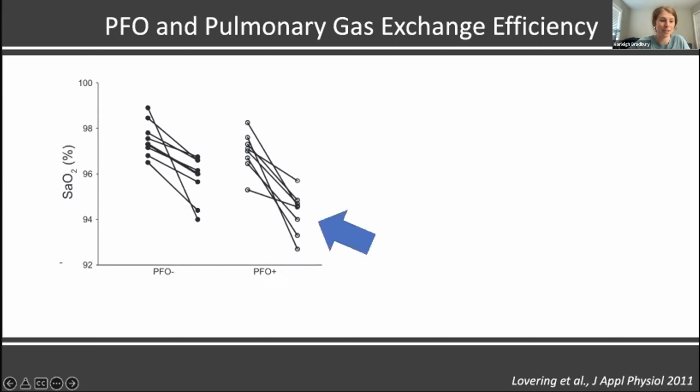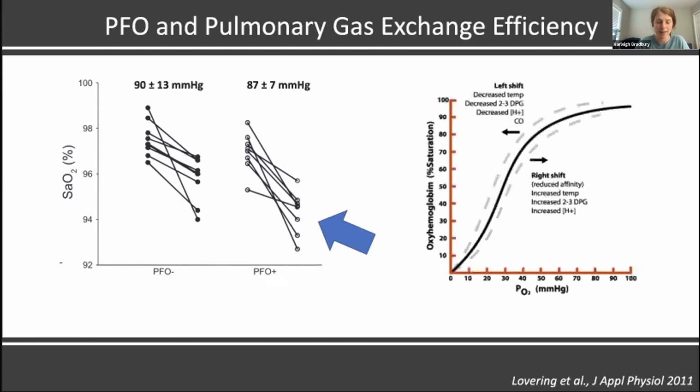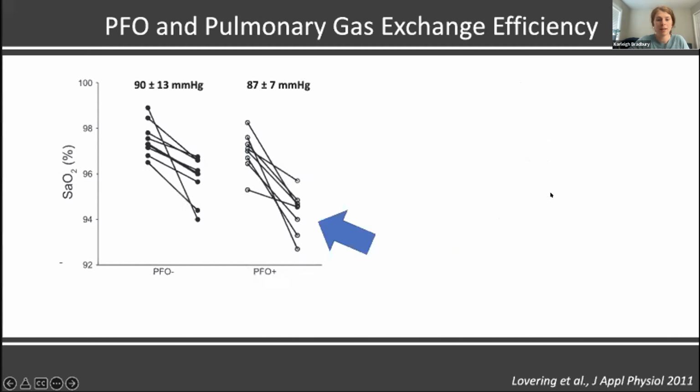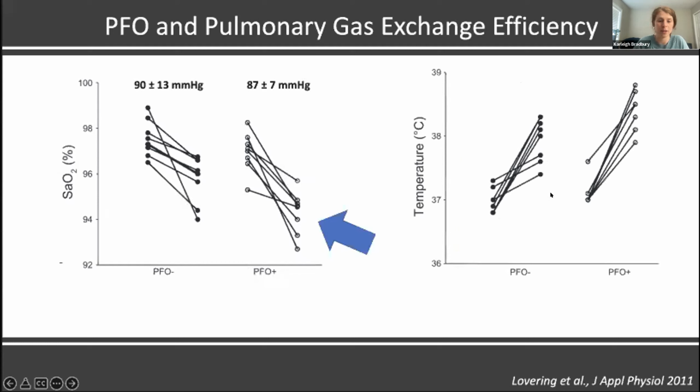When they were analyzing the results, they found that the PFO positive group had lower arterial oxygen saturations despite having the same arterial PO2s. So when we think about what would cause a lower saturation for the same arterial PO2, or a rightward shift in our oxyhemoglobin curve, they ended up finding that the PFO positive subjects had higher esophageal temperatures by about 0.4 degrees Celsius.